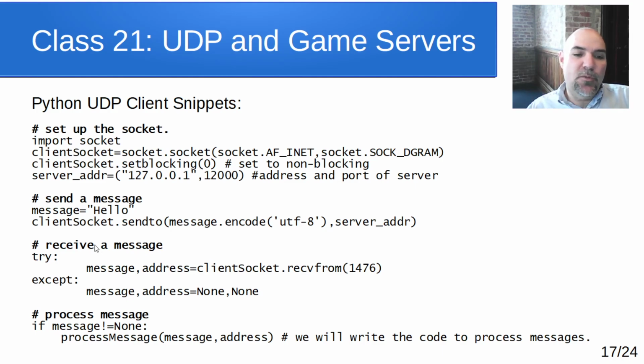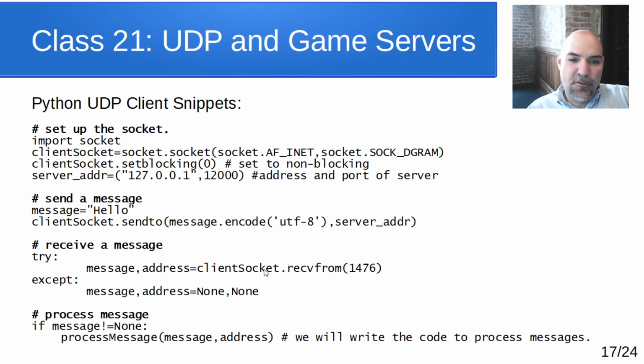Now, this message will not get fragmented, notice, because it's only this string hello. That's the entire message, so it's not going to get fragmented. And to receive a message, we're going to call message, address equal client socket receive from with a maximum value of, in this case, 1476, since that's the largest one we could see. When this returns, it's going to return to us the message and the address.